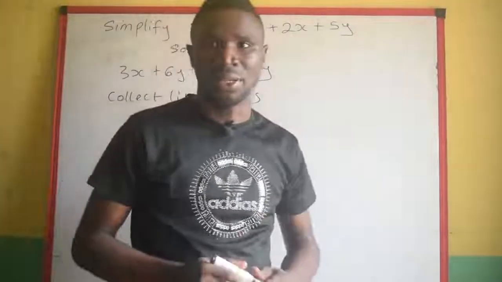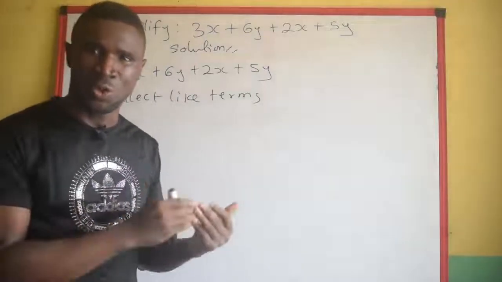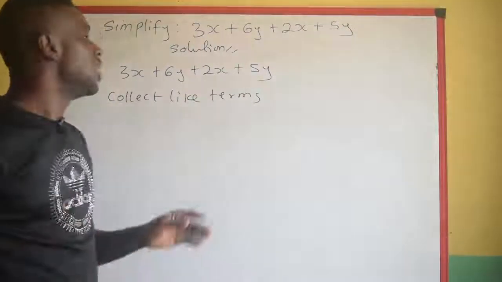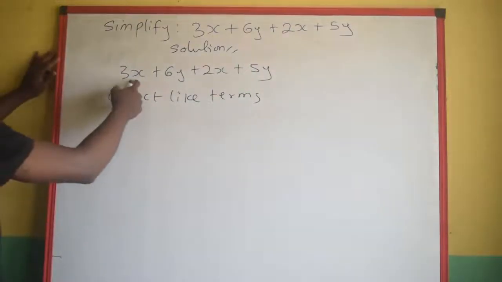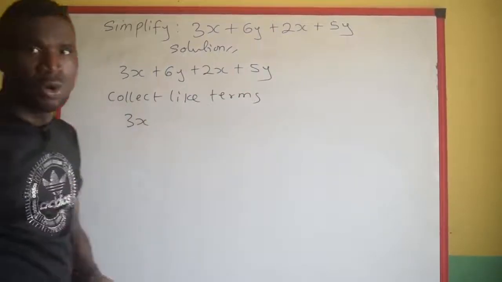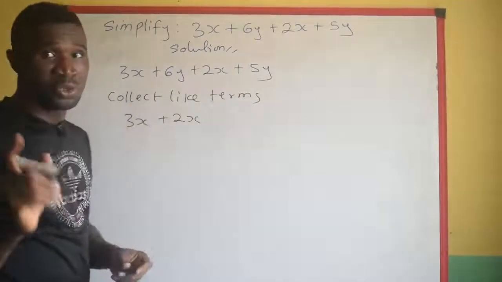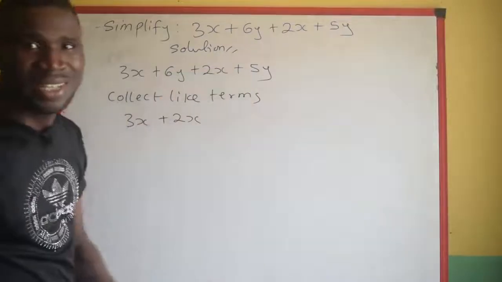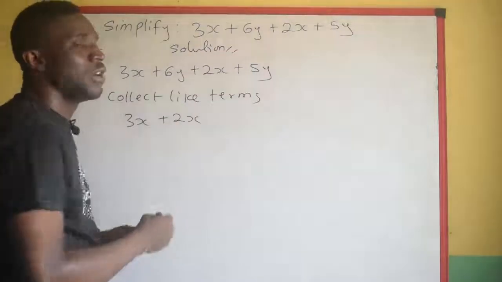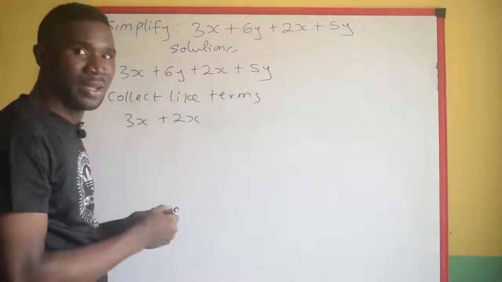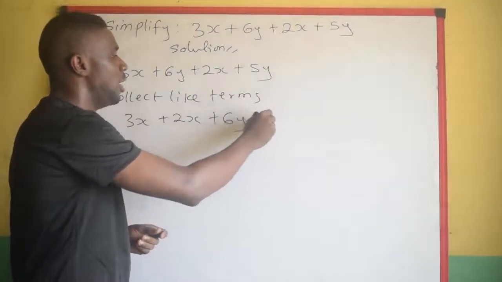This is why you will see most of the time in your textbooks this term, collect like terms. When it's being used, the instruction means that we want to do what? Arrange the given expression. So how do we arrange it? You first of all write 3x, then we go on to look for another x. The next x here is plus 2x. After writing plus 2x, we check for another x. Unfortunately, there is no other x. What we're supposed to do next is go for another term. The next term here is plus 6y. We'll write plus 6y, and look for another y. The next y here is plus 5y.